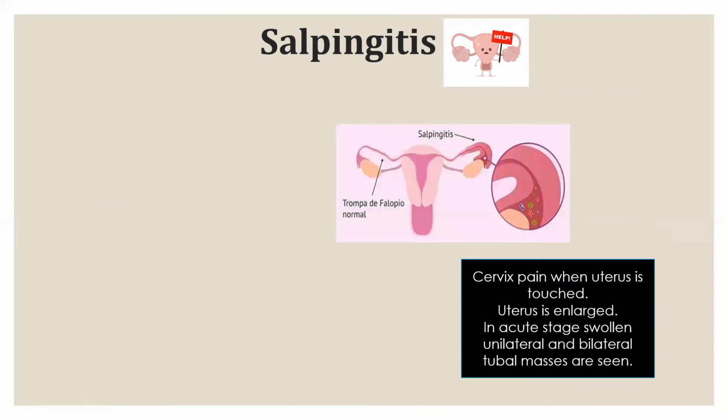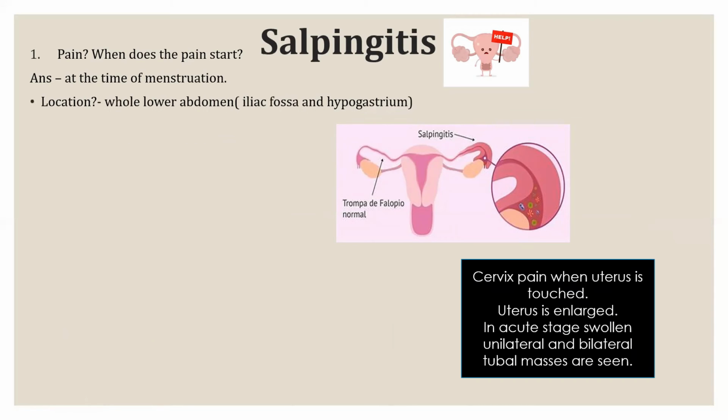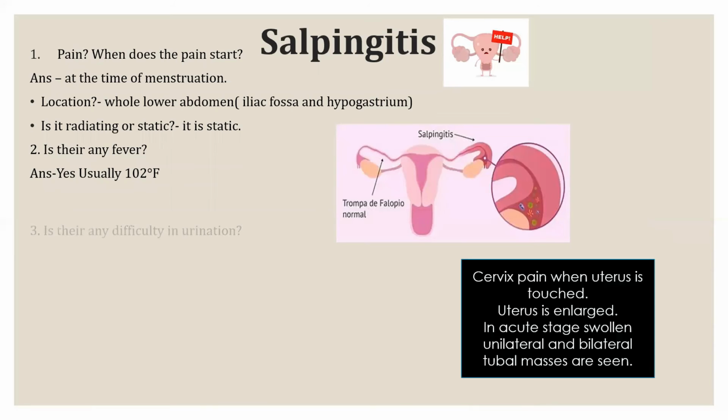Now we'll see salpingitis. How is the pain? When does the pain start? At the time of menstruation. Location: whole lower abdomen, that is both iliac fossae and hypogastrium. Is it radiating or static? The pain is static. Is there any fever? Yes, usually 102 degrees Fahrenheit.